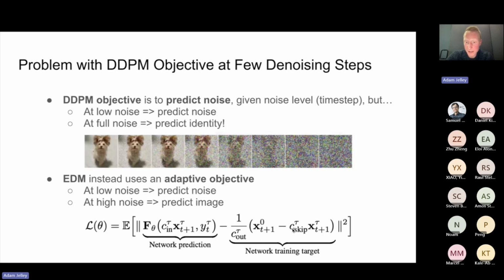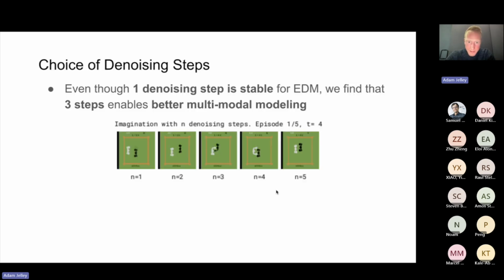But if the noise level is high, then C skip goes to 0, and we just try and predict the clean image. So this objective achieves the adaptiveness that we just mentioned. And that, in turn, achieves the stability that we saw in the previous slide.